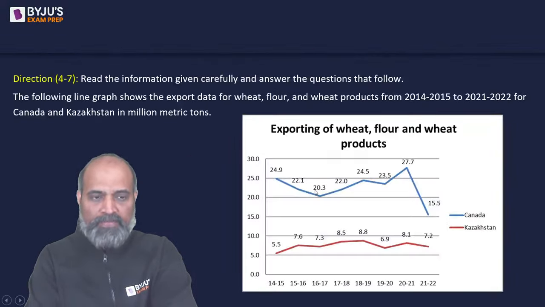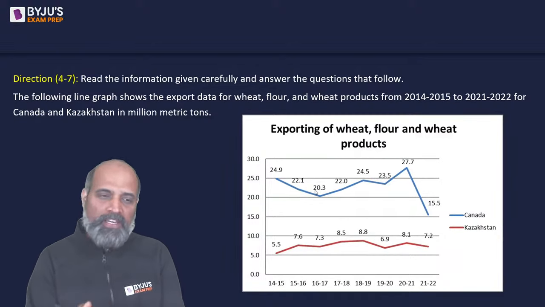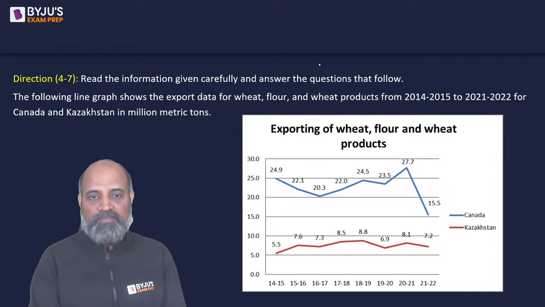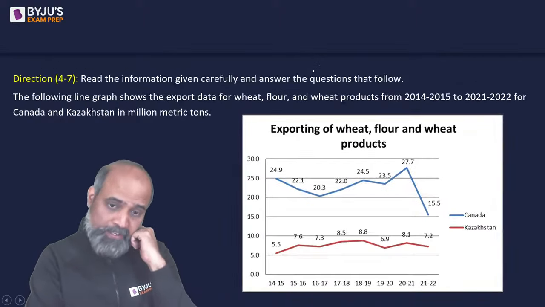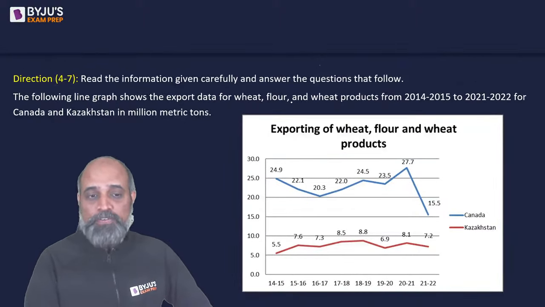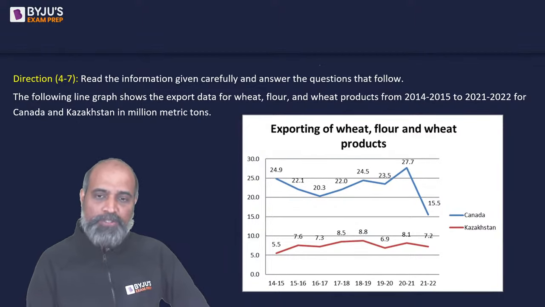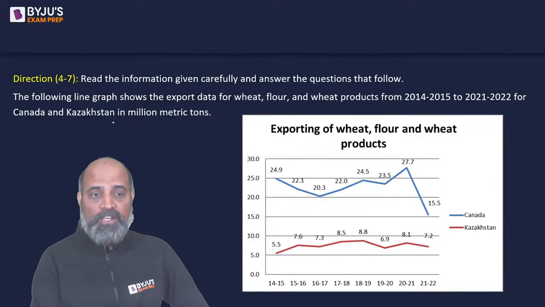इसको देखते हैं. वैल्यू तो ऑप्शन से तो पता चल गया आगे वाले क्वेश्चंस का, पर वहां पर एक कोई वर्डिंग का दिक्कत है. ओके, तो नेक्स्ट वन इज बार ग्राफ. Sorry, we have bar graph? No, we have only line graph here. So the following line graph shows the export data for wheat, flour and wheat products from 2014-15 to 2021-22 for Canada and Kazakhstan in million metric tons.